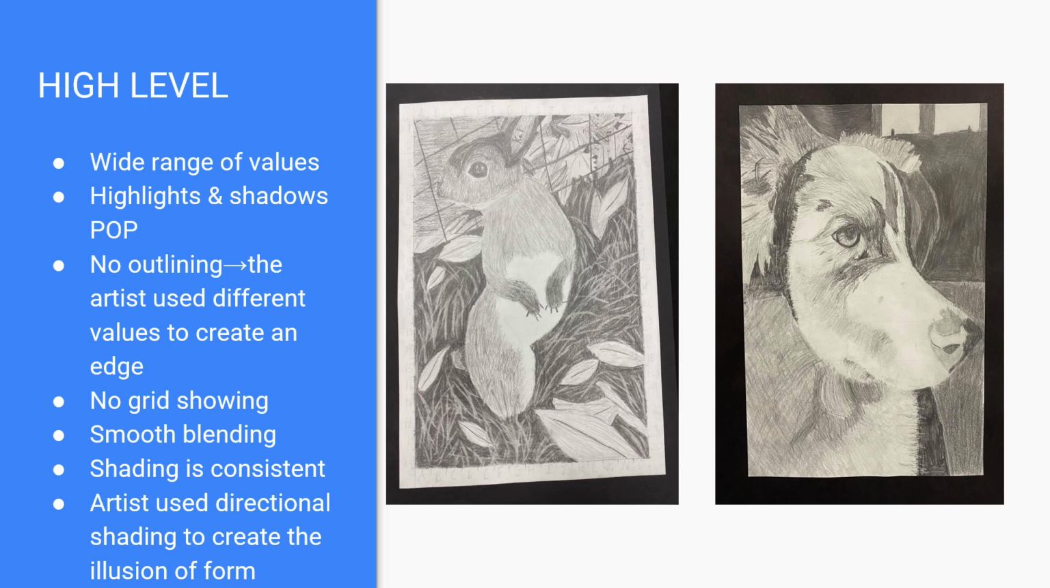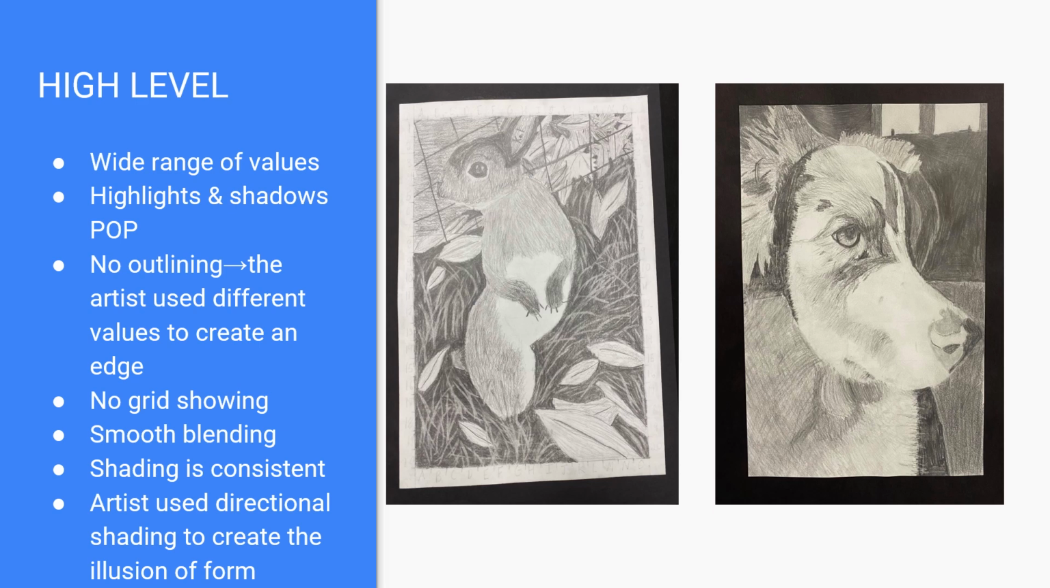There is no grid showing, so the students did a really nice job to erase the grids before they started shading, or they just made sure to add enough value that you couldn't see the grid anymore. These drawings also have smooth blending. The shading is consistent. It's going in one direction, and if they do need to change direction, they did it smoothly where it doesn't look scribbly.